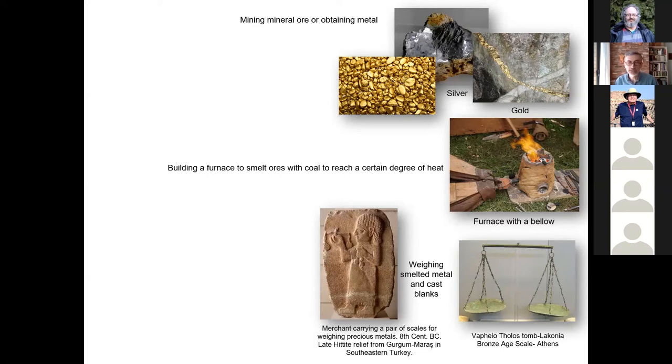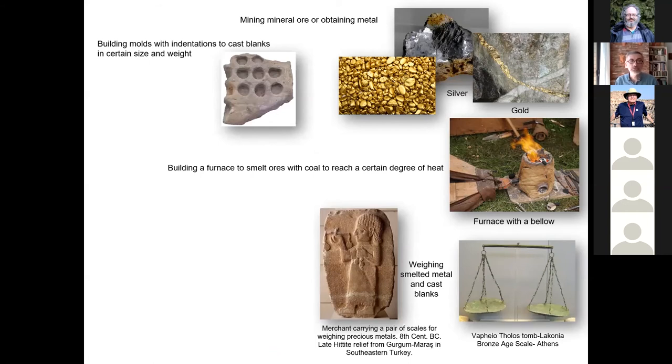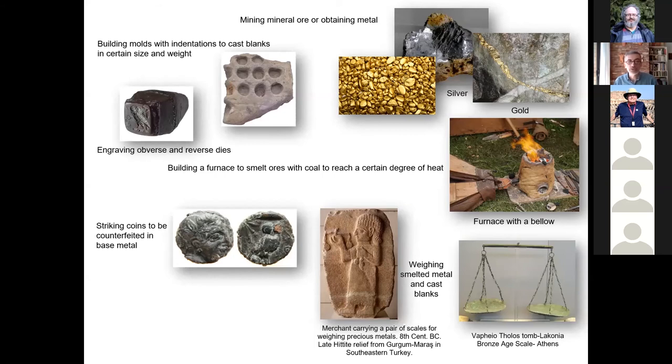Weighing systems were created or invented long before that time. This is really interesting. A Late Hittite orthostat showing probably a merchant holding a small scale, obviously to weigh small items like precious metals. Then, of course, you need to build molds with indentations to cast blanks in certain size and weight. Engrave obverse and reverse dies. Strike coins to be counterfeited in base metal. Plate them with precious metals and pass them into circulation.